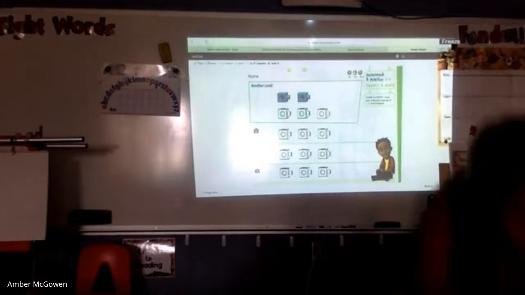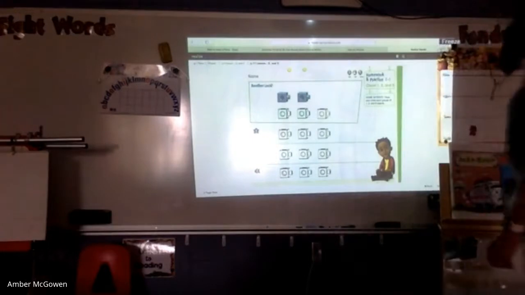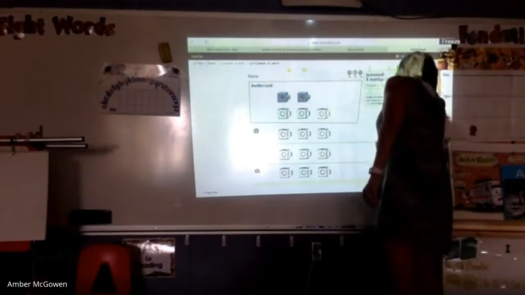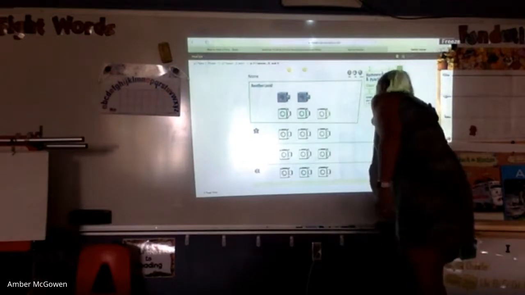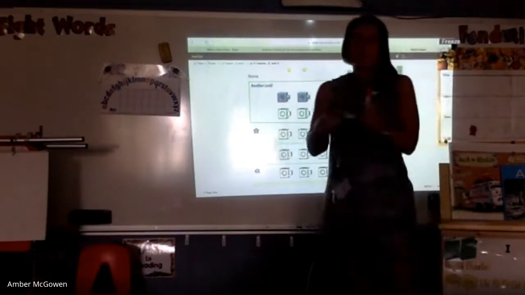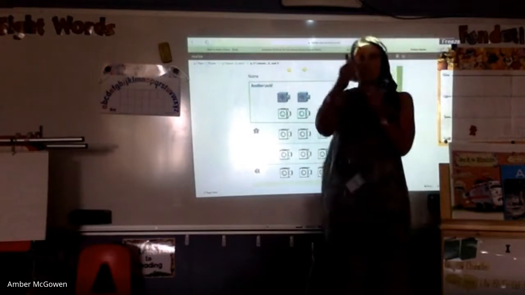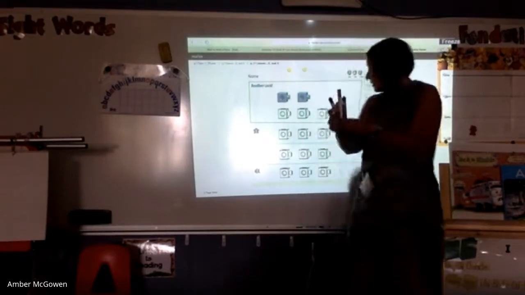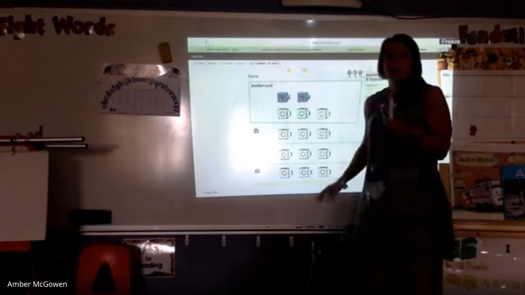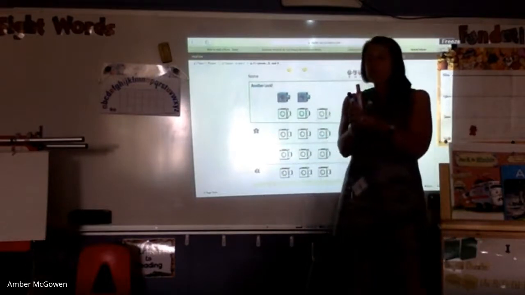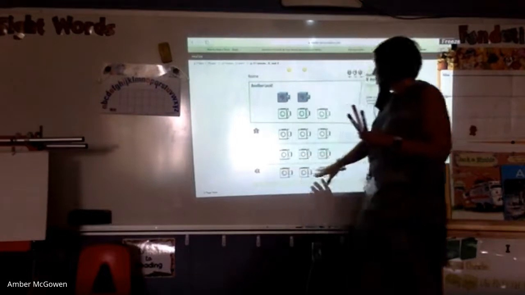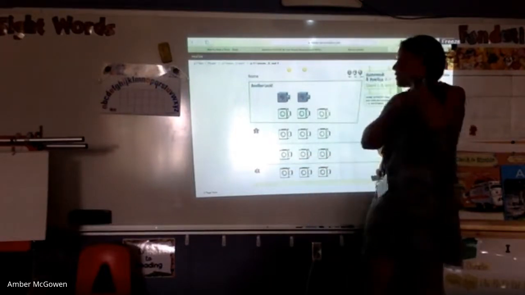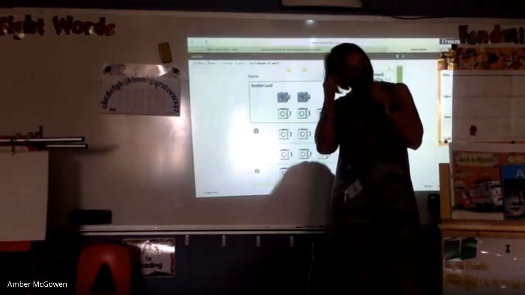All right, so for number 3, I want you to show me 3. So if I had 3 markers, look, 1, 2, 3, then how many cubes do I need to color in? 3, good. So you're gonna color in 3 cubes.